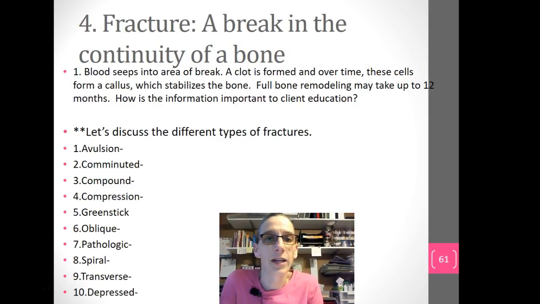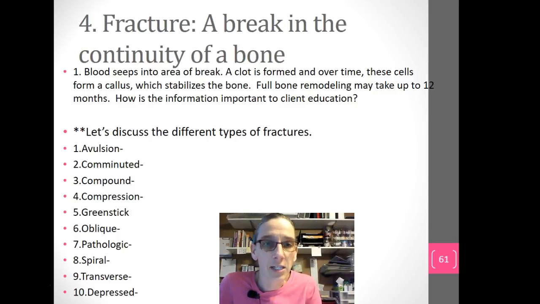Fractures are a break in the continuity of a bone. The blood seeps into the area of the break, a clot is formed, and over time these cells form a callus, which then stabilizes the bone. Full bone remodeling may take up to 12 months. I think that's mind-boggling, that it can take up to 12 months for it to heal. We throw a cast on somebody for 4 to 6 weeks, and then we say, okay, you're done, you're good to go. That's not the case.